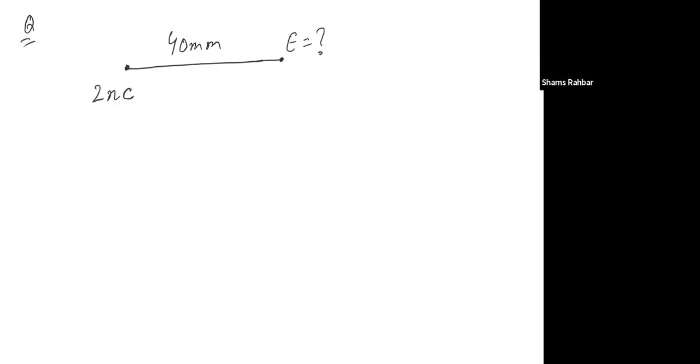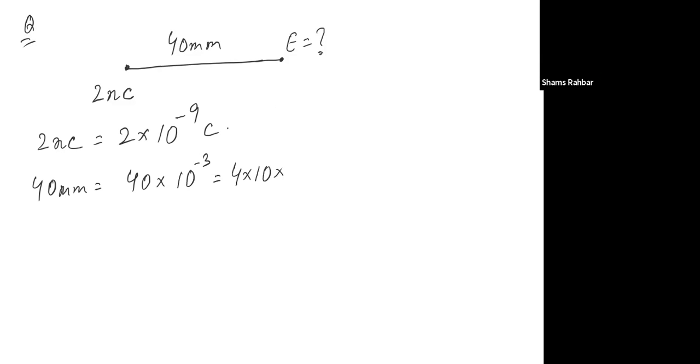See, okay, 9 into 10 to the power 5, Jigmet sharing. Okay, see, I'm solving this. 2 nanocoulomb means this charge is 2 into 10 to the power minus 9 coulomb. This is the value of charge. And 40 millimeter, so 40 into 10 to the power minus 3. You can even write this as 4 into 10 to the power minus 2 meter.